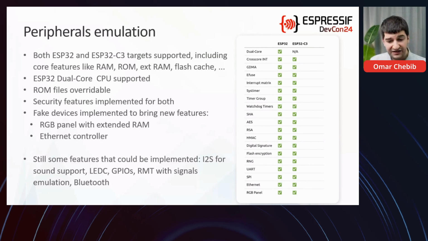We also have some fake devices, as I said earlier. We have an RGB panel with extended RAM for the C3. We also have an Ethernet controller, since there is no Wi-Fi emulation yet. We can use the Ethernet controller to have access to the network.